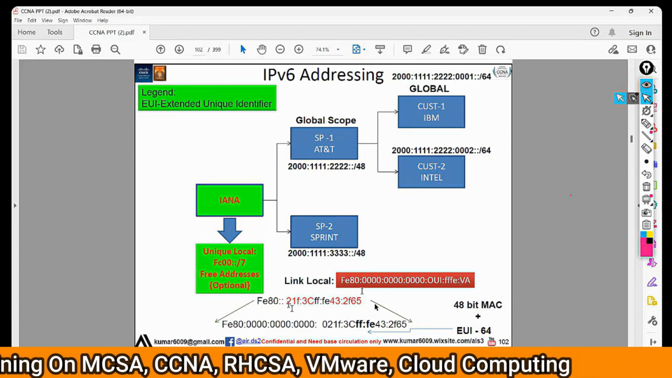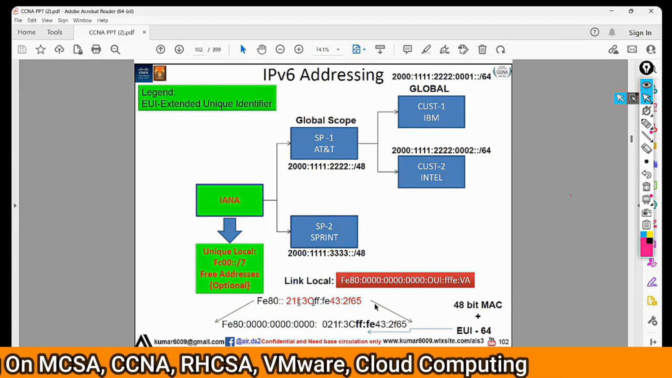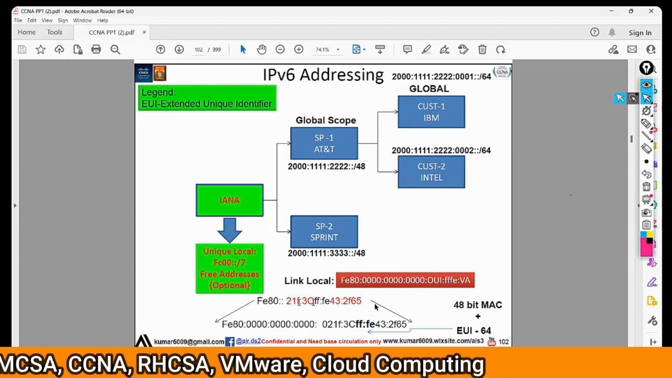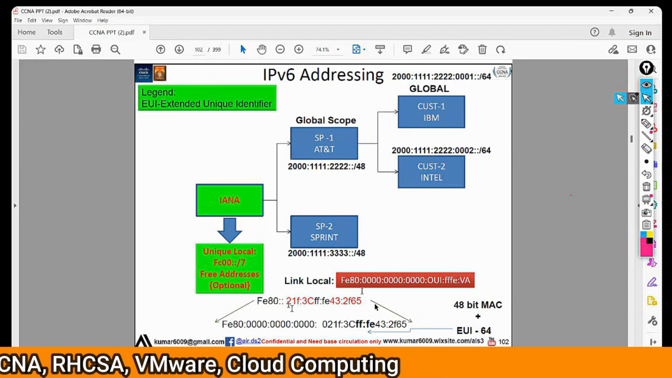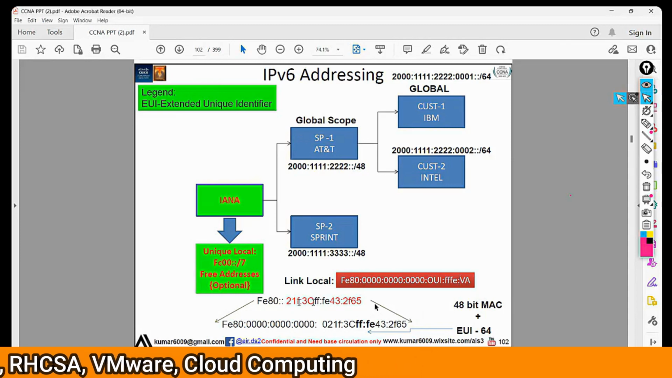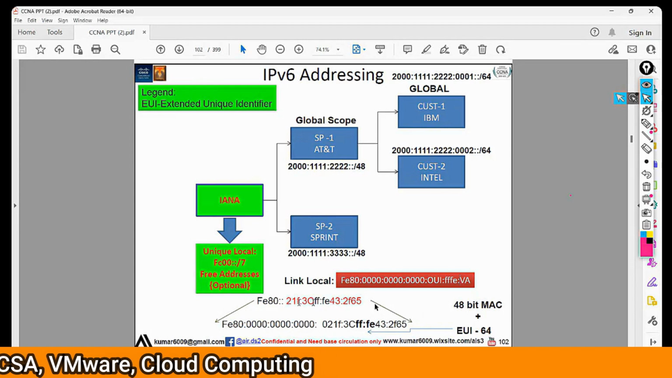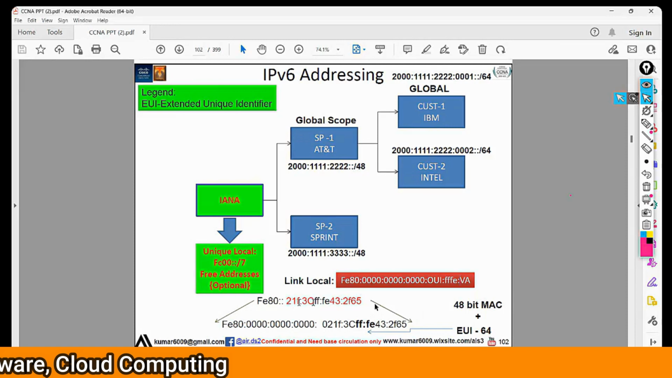The global scope is used on the internet. When you want to go to the internet, you have to use a global scope address, which has to be purchased from an ISP. So who will give to the ISPs? The ISP purchases it from the registry, which goes to IANA. Clear, right? This is the theory I wanted to teach you.